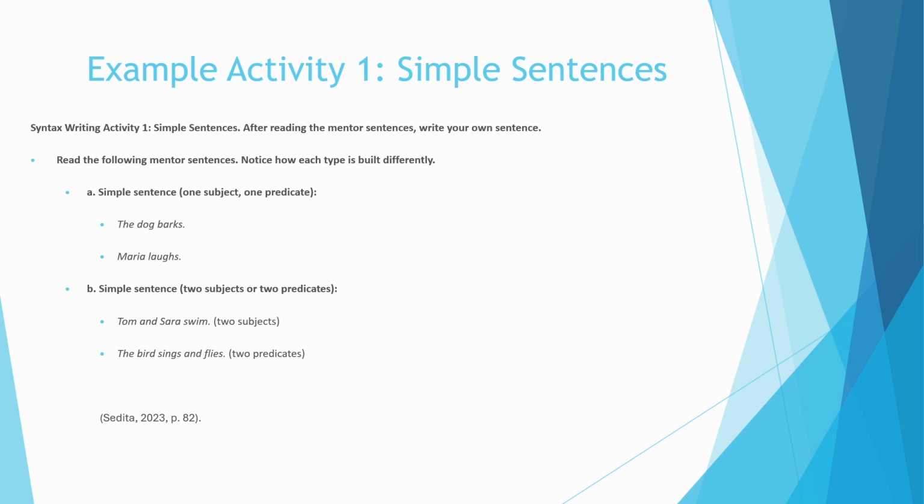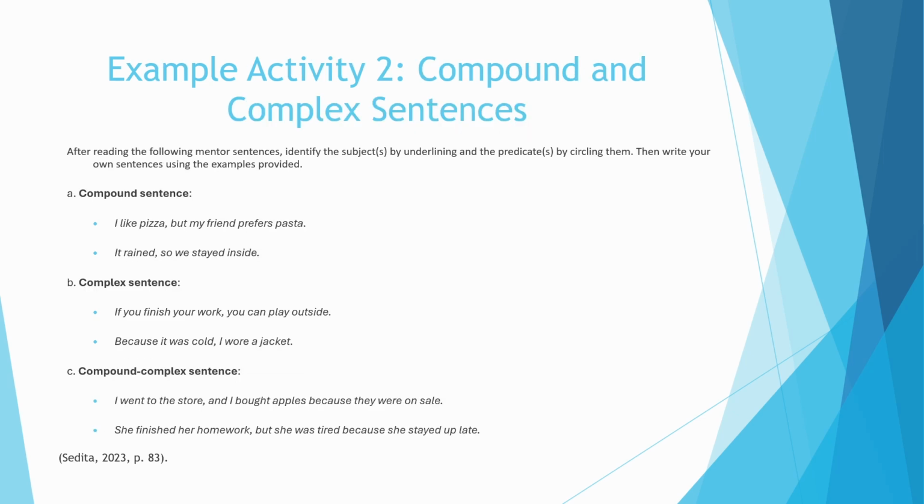As you can see, I have my example activity one, simple sentences, and this basically just goes over one subject, one predicate, two subjects, and two predicates for a basic understanding of how sentences fit together and the parts of the sentence. My example activity two, compound and complex sentences, this definitely gets a little deeper into the parts of the sentence and how to bring multiple ideas together to create those more complex sentences.